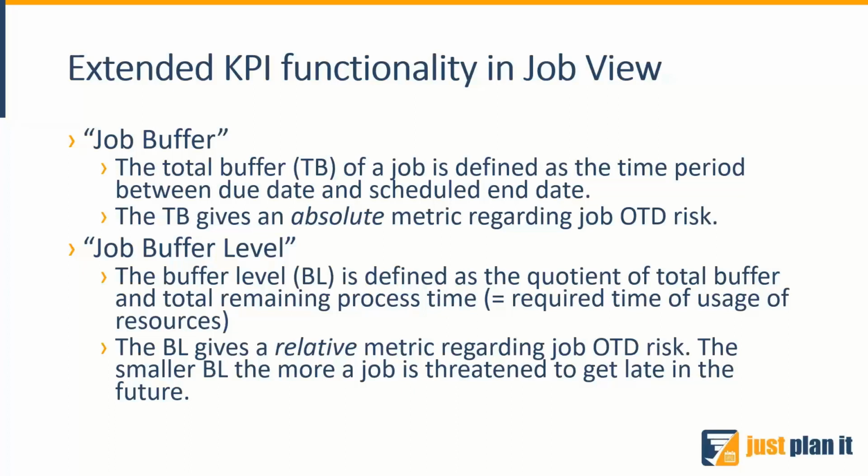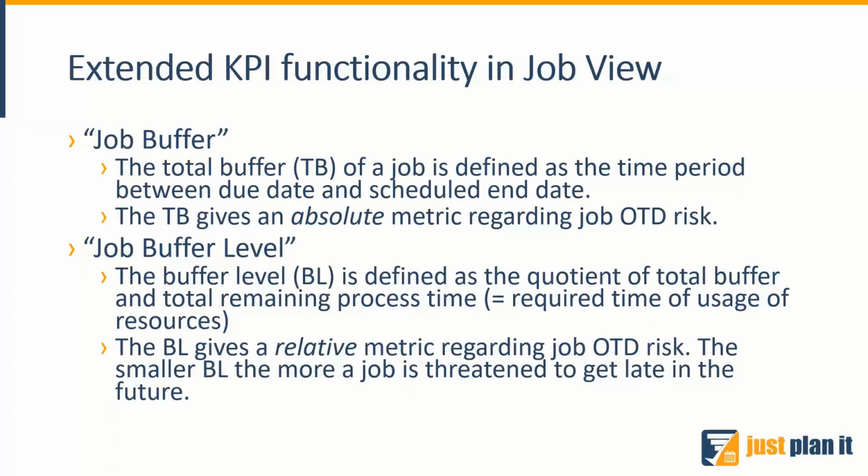On the other hand, we also do provide the job buffer level as KPI. And the buffer level is the quotient of total buffer and the total remaining process time. So actually the critical path, and here the required time of usage of your finite resources on the critical path. This in relation is the buffer level. And obviously, as we have a relation here, that is a relative metric, a percentage. And this is now a percentage regarding your job OTD.